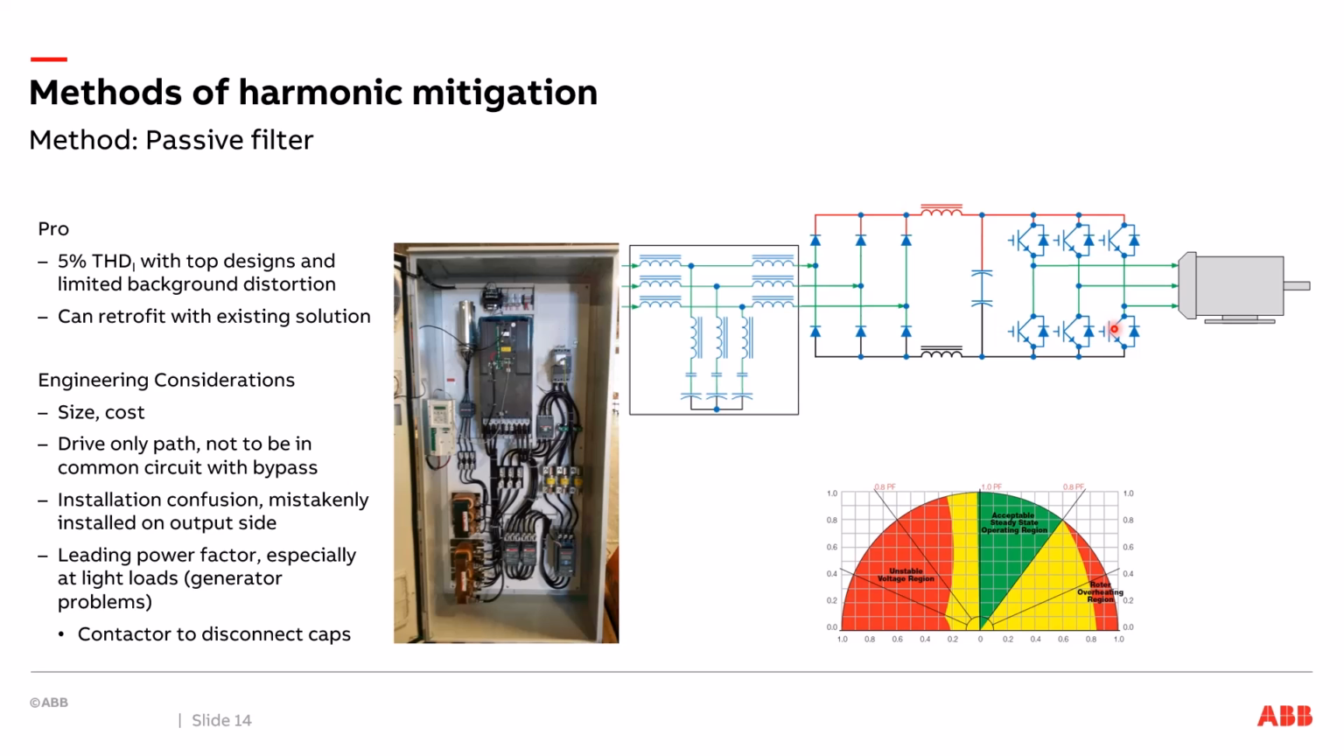Also, I've seen far too many times passive harmonic filters, which are an input device, accidentally get wired up in the field on the output side because they think it's a dV/dt filter. I wish I could say I've only seen that once or twice, but it's actually been far more prevalent than it should be.